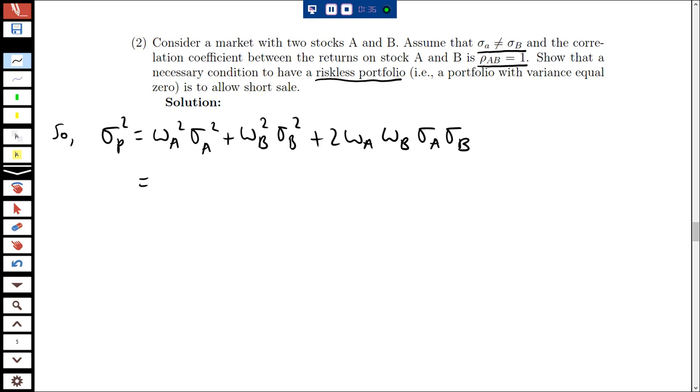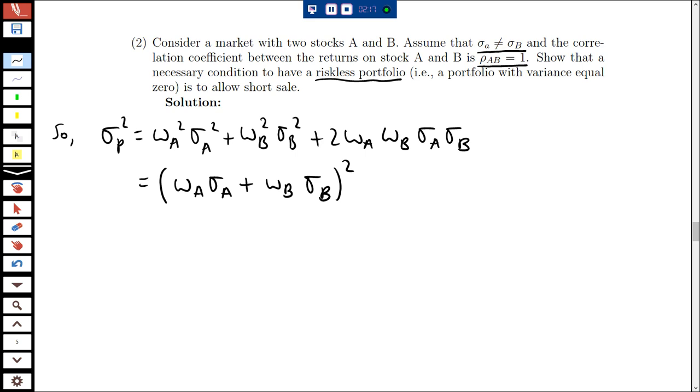Okay, so we need to find out when this is equal to 0, and show that we're forced to have either omega A or omega B as negative. Okay, so we need some clever factorization. A little bit of observation. You notice this can be written as follows: omega A sigma A plus omega B sigma B, all squared.